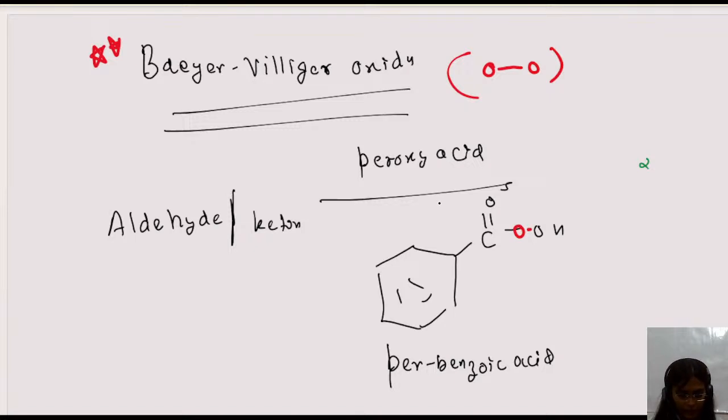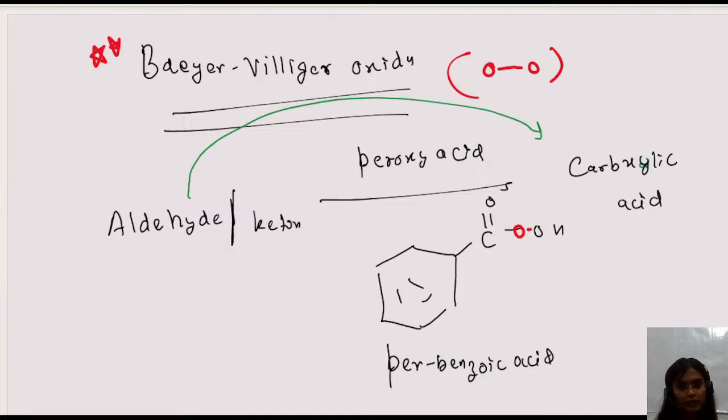And then we end up with the carboxylic acid. If we are using aldehyde, we end up with the carboxylic acid. If I'm using ketone, we are going to end up with the esters. Ketone, ester; aldehyde, acid. I know it's not very clear for you, just wait. I will explain each and every important point about the Baeyer-Villiger oxidation. So let's discuss the Baeyer-Villiger oxidation further.